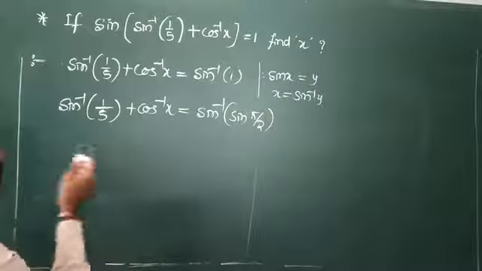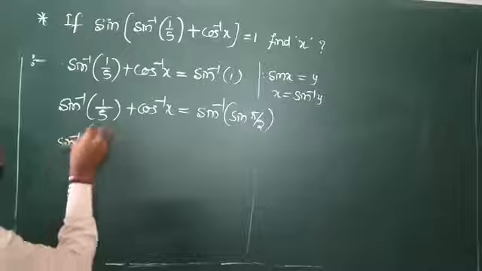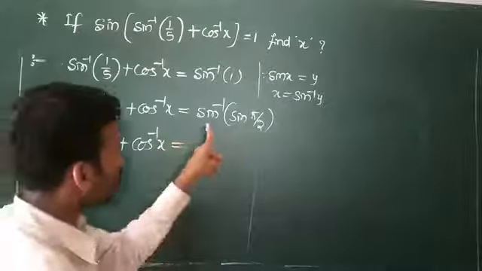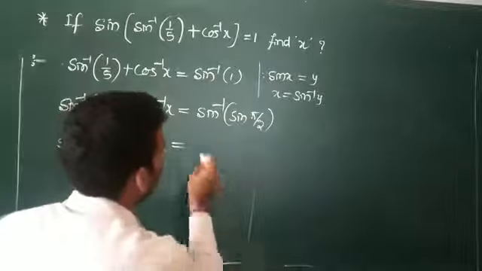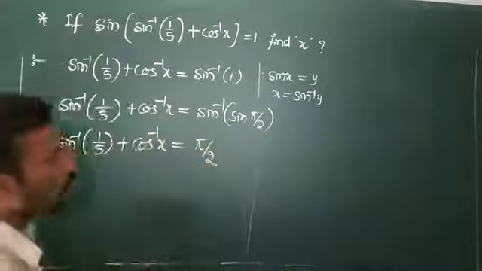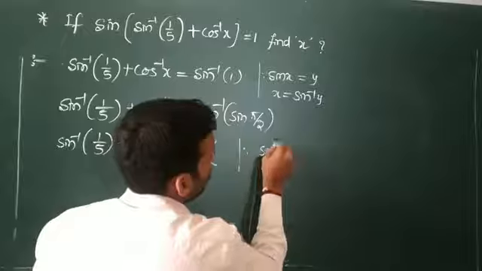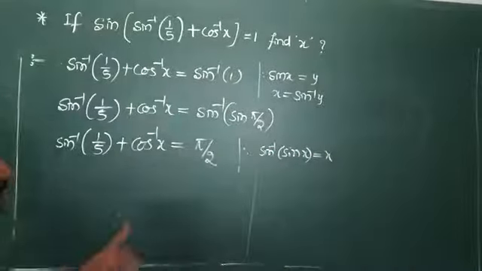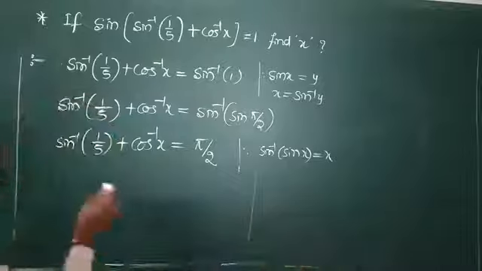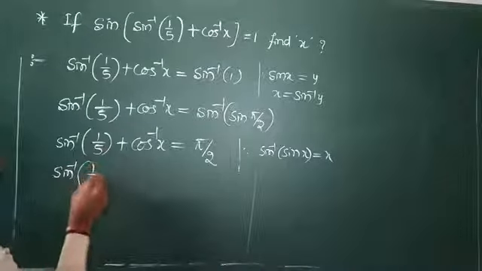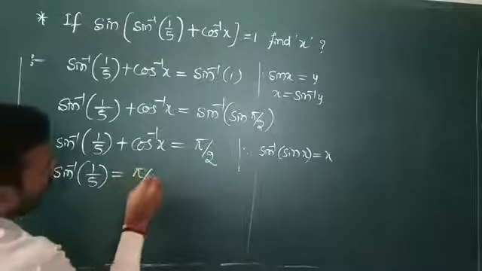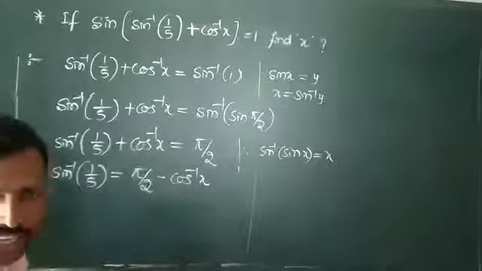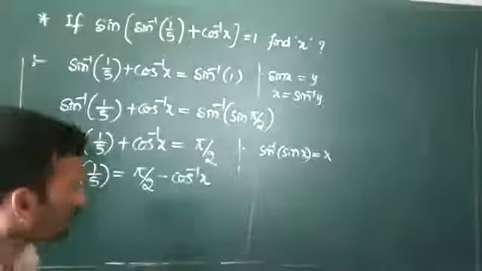Next step: sine inverse of 1 by 5 plus cos inverse of x is equal to sine inverse of sine theta, which is theta by the property of inverse, that is pi by 2, because sine inverse of sine x is equal to x. Here sine inverse of sine pi by 2 is pi by 2. Now if you conclude, sine inverse of 1 by 5 is equal to pi by 2 minus cos inverse of x. On the right hand side, plus cos inverse x becomes minus cos inverse x.